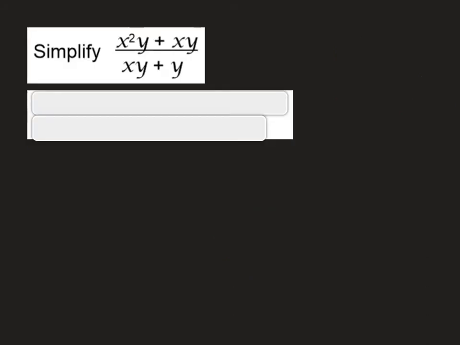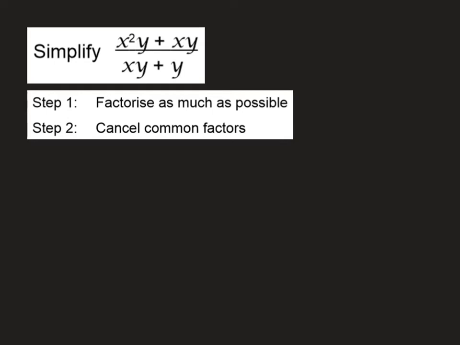Right, okay, so going on to the more complex ones. There are 2 steps for solving these. Step 1, factorise as much as possible. Step 2, cancel common factors. Alright, so for this top one, don't forget the first step with any factorisation, can I take any factors out? Yes, I've got x in both these terms and I've got a y in both these terms. So I can take xy out.